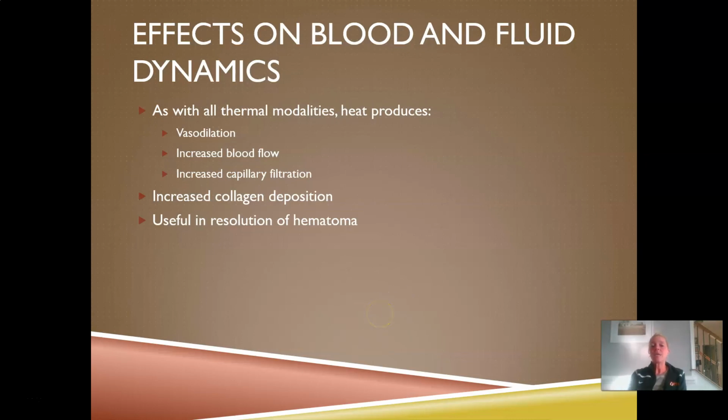And diathermy can also be pretty useful in resolution of hematoma. Hematoma is a very deep bruise. So with diathermy, being able to get down into deeper tissues and increase blood flow to those areas, it can help to get that hematoma to go away a bit faster.